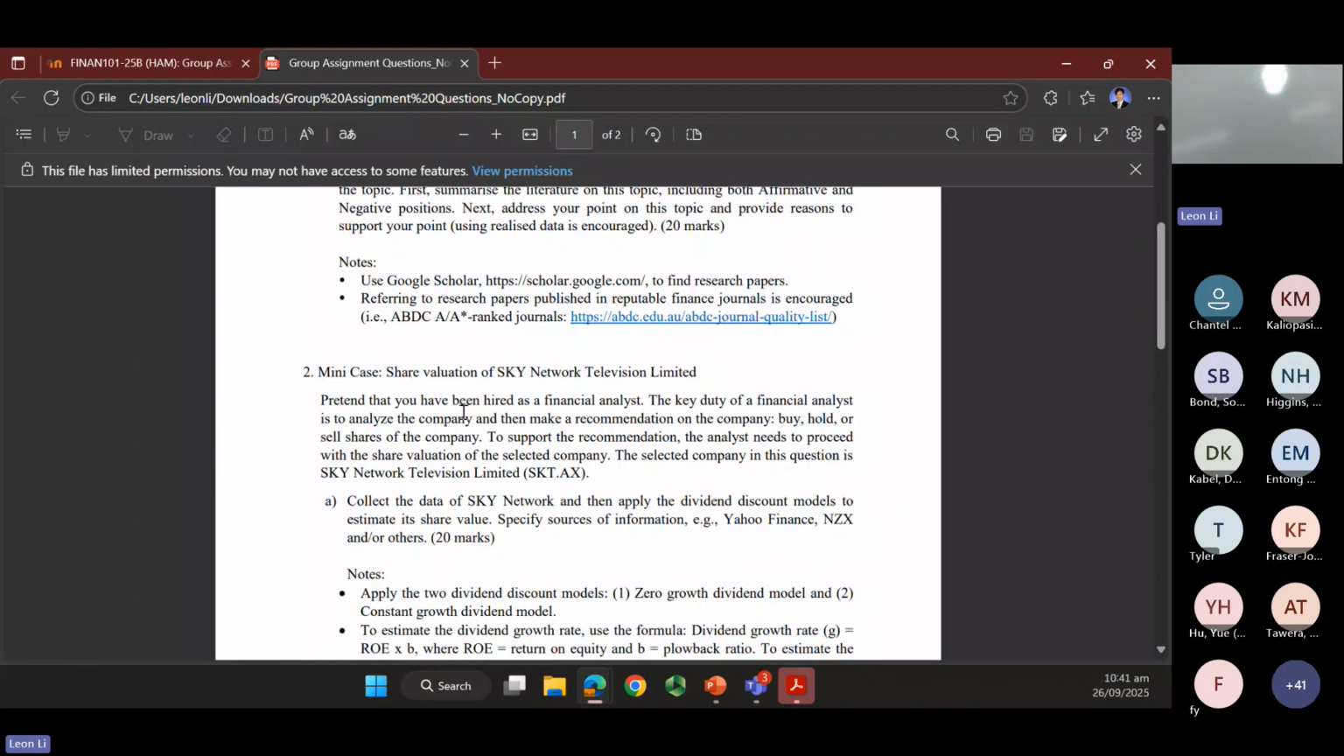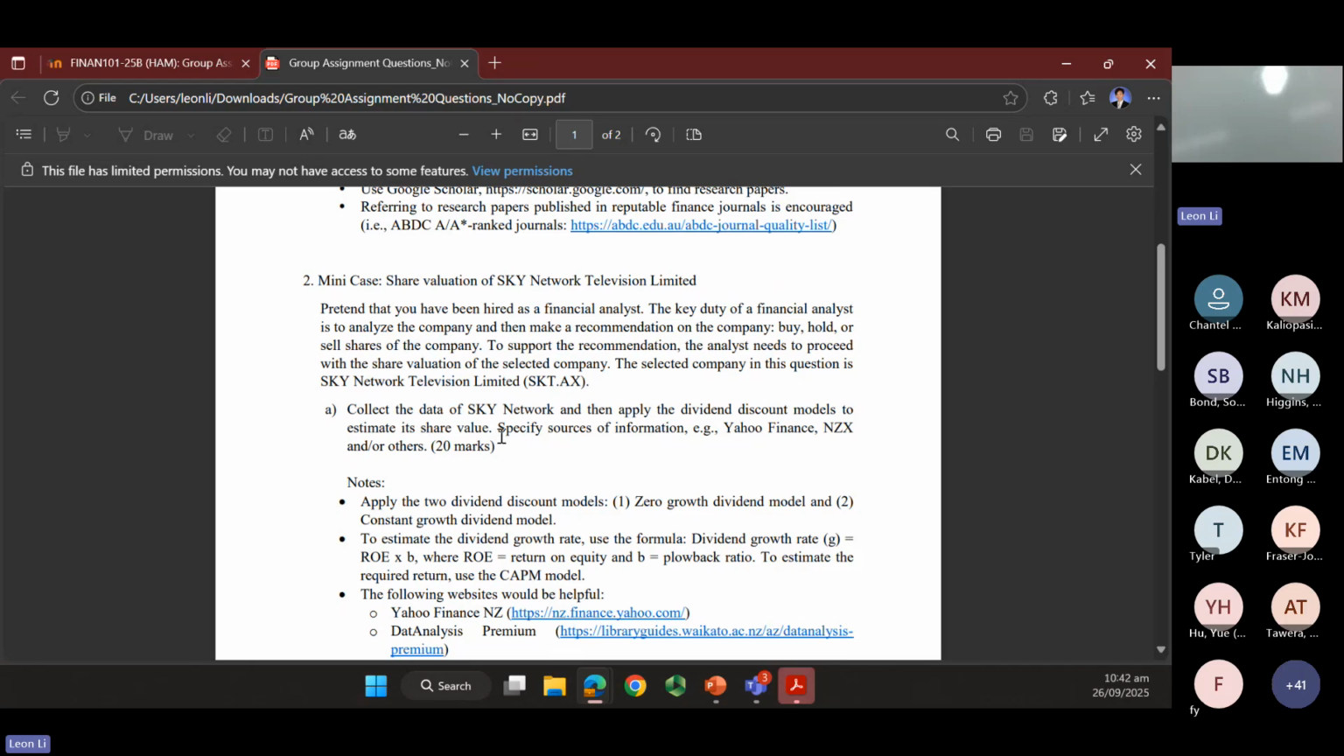Right. Question 2 is share valuation. We choose a company here. In question 2 it is Sky Network Television Limited. So you collect the market data and do the share valuation yourself. I also ask the students to compare share valuation and bond valuation. So this question is related to our chapter 8, bond valuation, and chapter 9, share valuation. All right. Please specify the sources of your information. Show me how you calculate or how you do the share valuation for this company. All right.